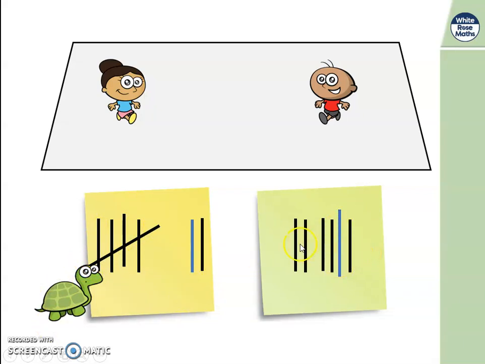Let's look at this next one. 1, 2, 3, 4, 5, 6. He's got 6 there, but he's got a long piece here. So what do we do when we've got 5? 1, 2, 3, 4. That's right, we cross through it when we count the 5th time. So there's 5 and 6.